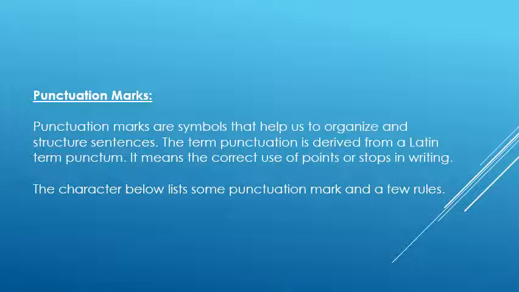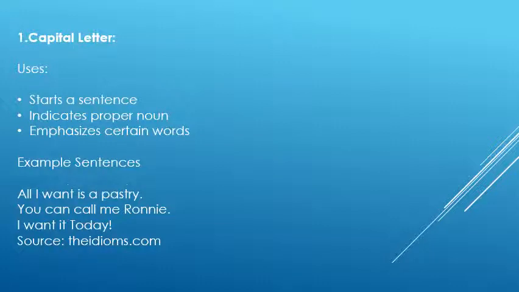The characters below list some punctuation marks and a few rules. So let's start off with the punctuation marks. Number one is capital letter. It's very easy. Remember where to use capital letter? That's good. We use capital letter at the start of a sentence. It indicates a proper noun and it is used to emphasize certain words.